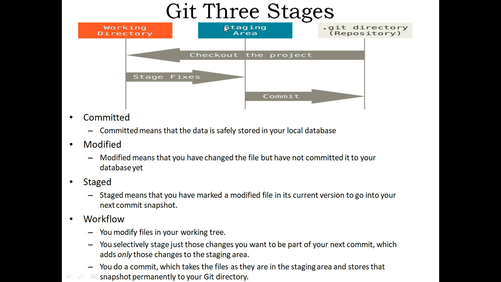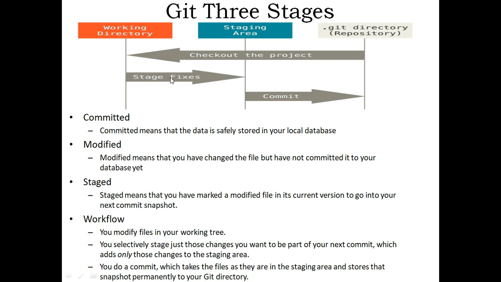So there are 3 stages in Git. First thing is you need to create a .git directory, which is also a repository which acts as a local database which stores the current snapshot of your project. If you want to change something in that particular project, then first thing is you need to check out the project. Once you check out the project, the entire snapshot will be taken out and then stored in a working directory.